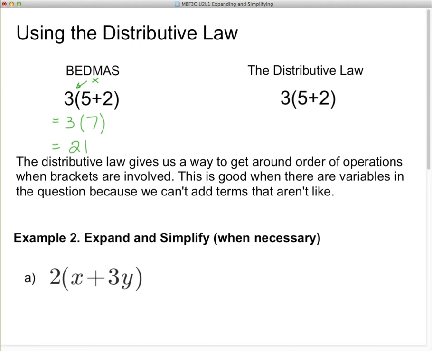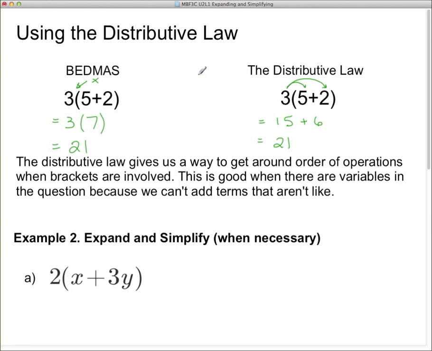This is the distributive law. The distributive law says I can actually do the multiplying before I do what's in the brackets. I can, as long as I multiply everything in the brackets by that number out front. So that gives me 15 plus 6. And 15 plus 6 is 21. So look at that. We got the same answer.